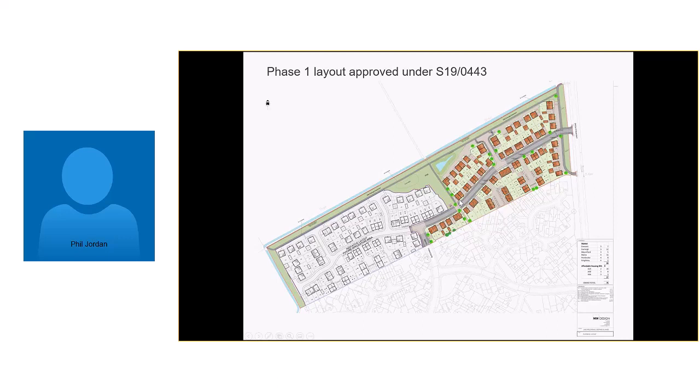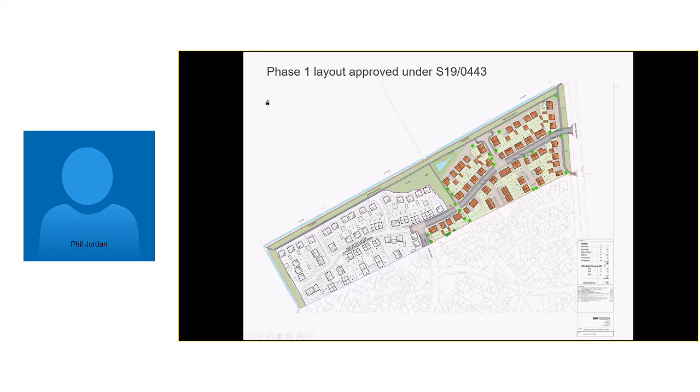So phase one was approved under S190443. The developer for this scheme is the same developer that is currently building out phase one. They purchased the scheme following the grant of outline consent, with the requirements and stipulations that had been agreed through that outline permission. As I've said, phase one has already been approved, and that does include the details of the play area and the drainage feature within the site.